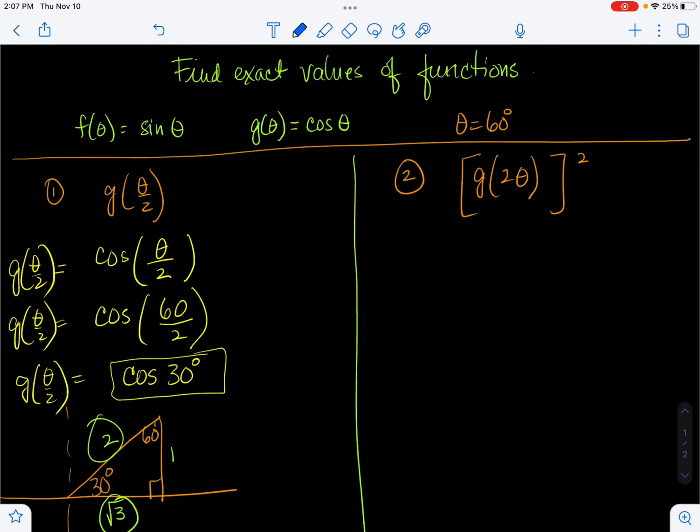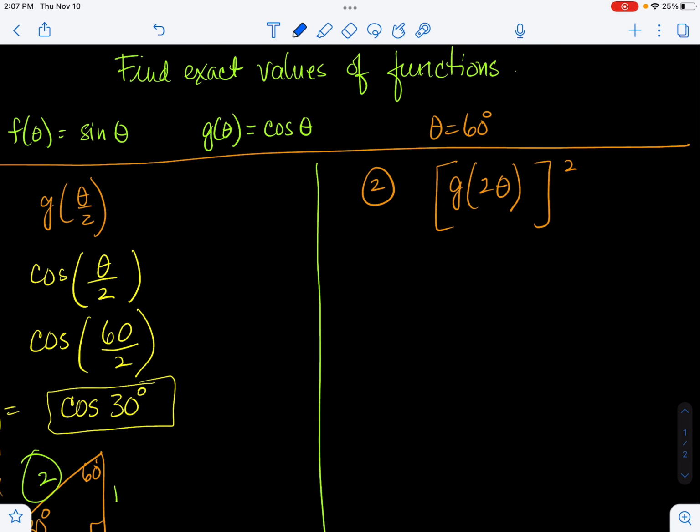Let me look at the second one. The second one clearly is using g function also. So they want me to use the cosine function. So instead of g, I write down cosine. Also, they're asking for 2 theta. But wait a second, theta is 60 degrees. And then they're saying at the very end, don't forget to square your answer. So let me redefine this. 2 times 60 is 120. They're wanting me to find cosine of 120, find the value, square it.